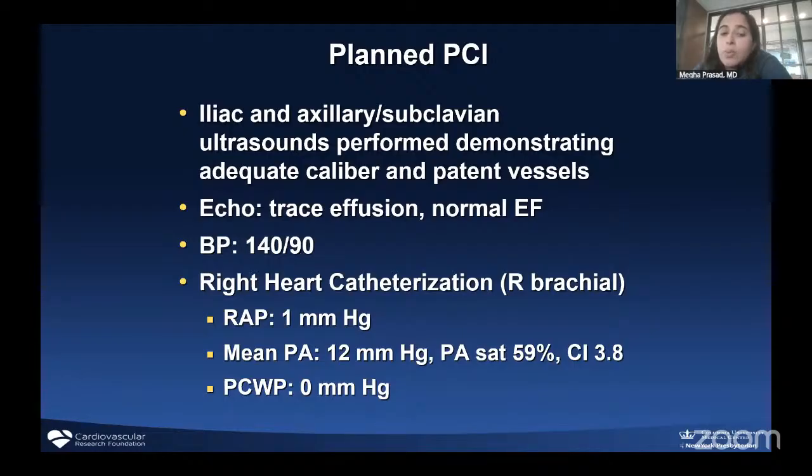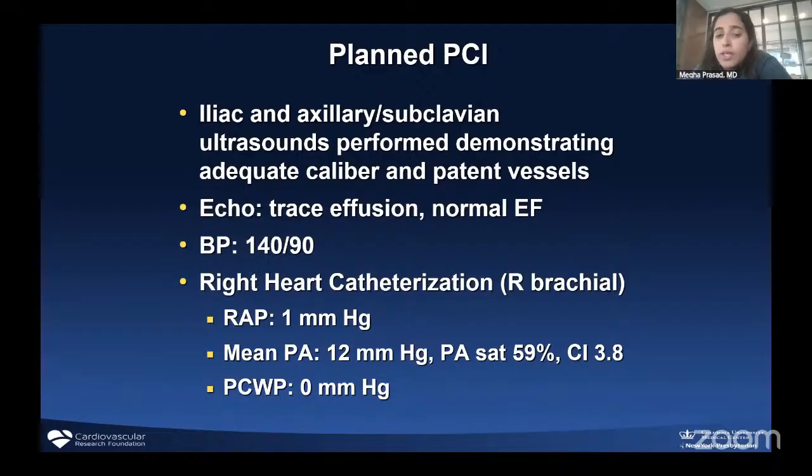His right atrial pressure was 1, mean PA of 12, with a saturation of 59% and an index of 3.8 and a wedge of 0. Based on this, we felt that he was very well compensated, and even though we were planning a left main trifurcation PCI, we felt that he was well compensated enough that we could monitor his wedge and his PA diastolics with the Swan up, to try and decide whether he would need support during the procedure.